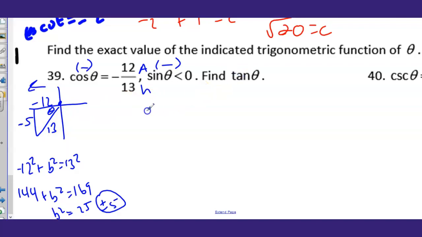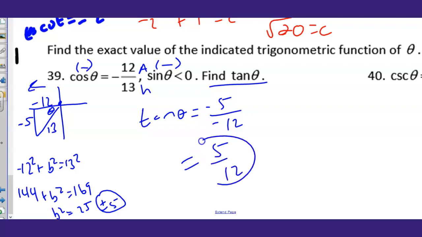Now it says find tangent. Tangent of theta, we have to find one thing: opposite over adjacent. Like that.